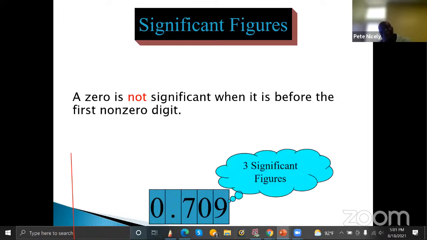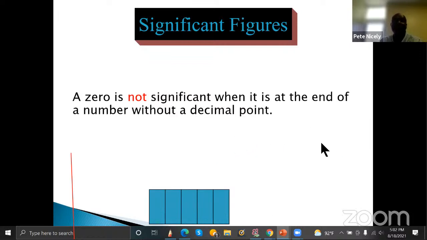Now, in this case here, we have 2 types of zeros. We have 1 0 here, which comes before the first non-zero digit, and we have a sandwiched 0 here between 2 non-zero digits. So therefore, this 0 is not significant, but this 0 is. So therefore, the total number of significant digits shown here is 3. All right. Okay. Here is another example. This is a different rule, actually. So this rule says a 0 is not significant when it is at the end of a number and there's no decimal point. All right.